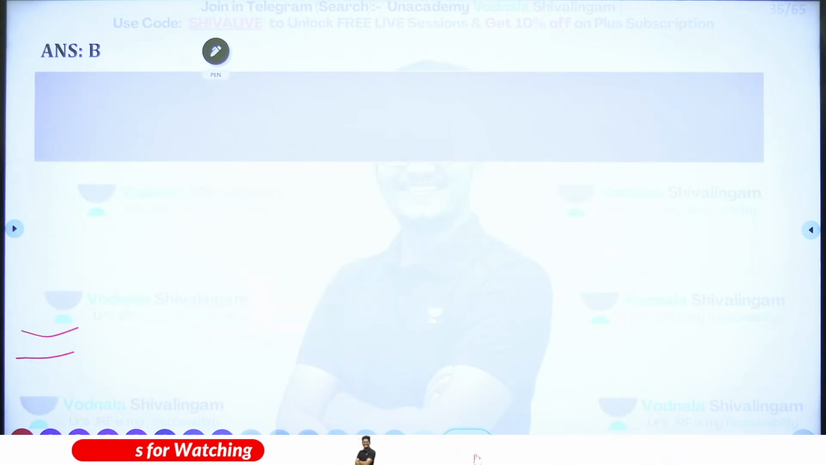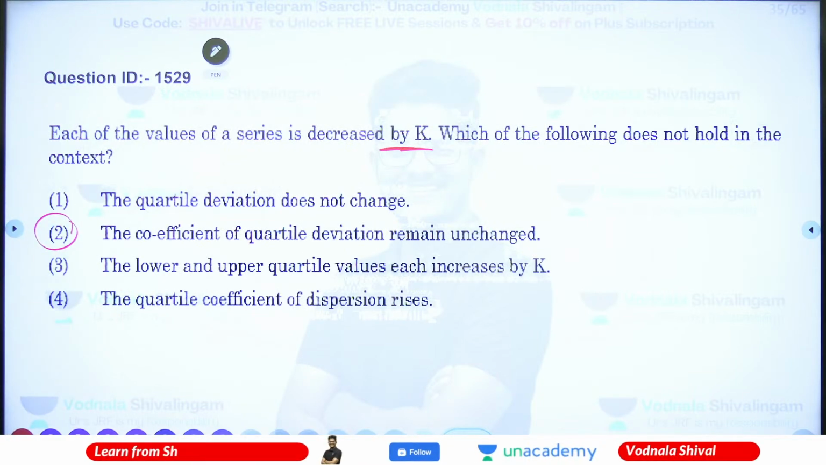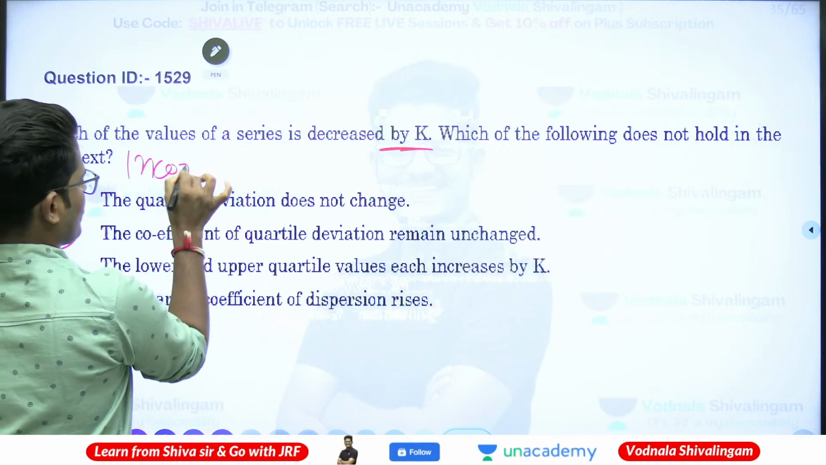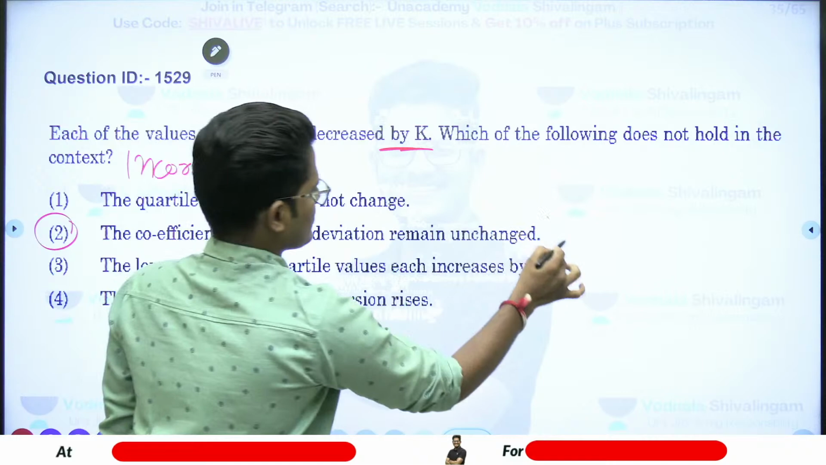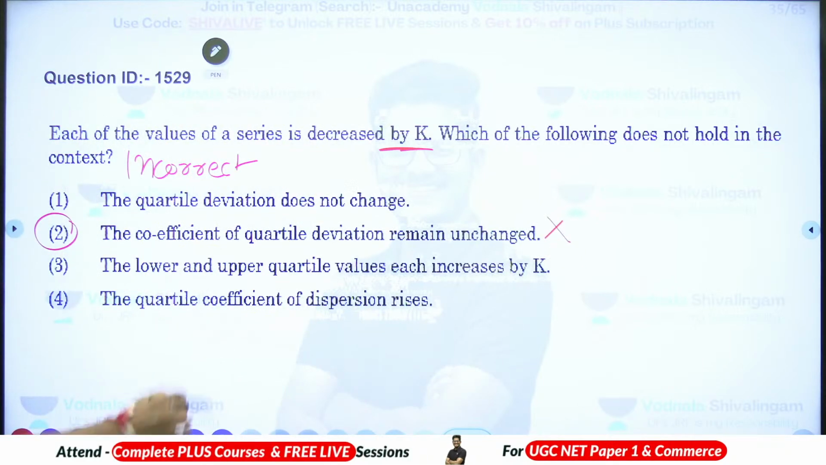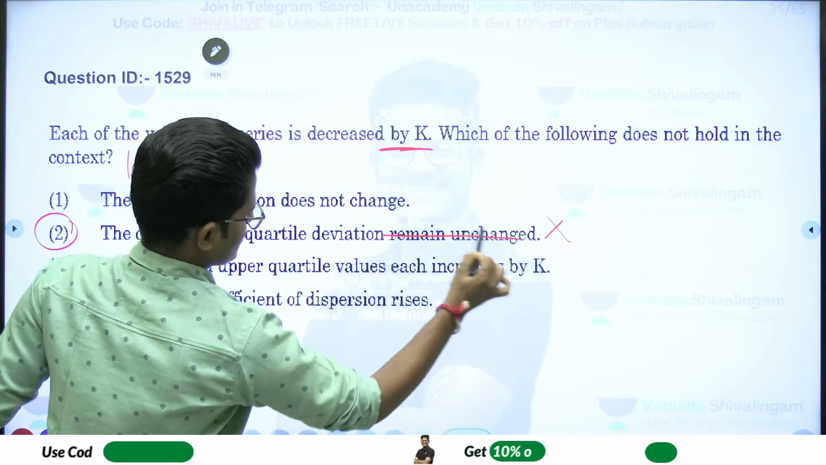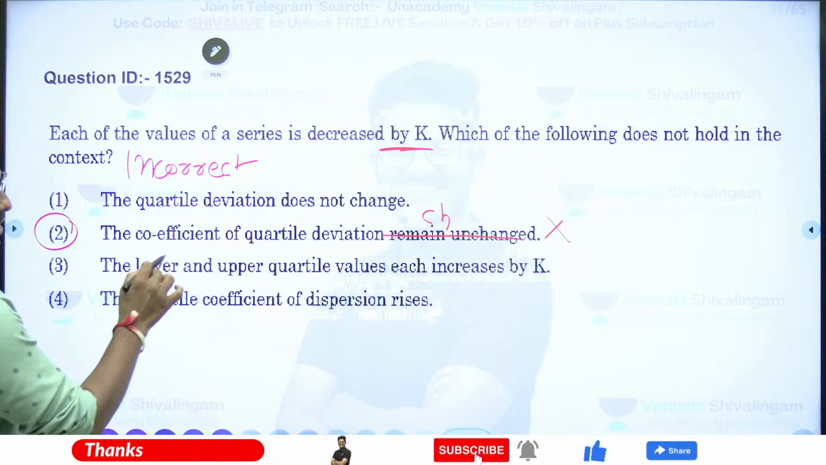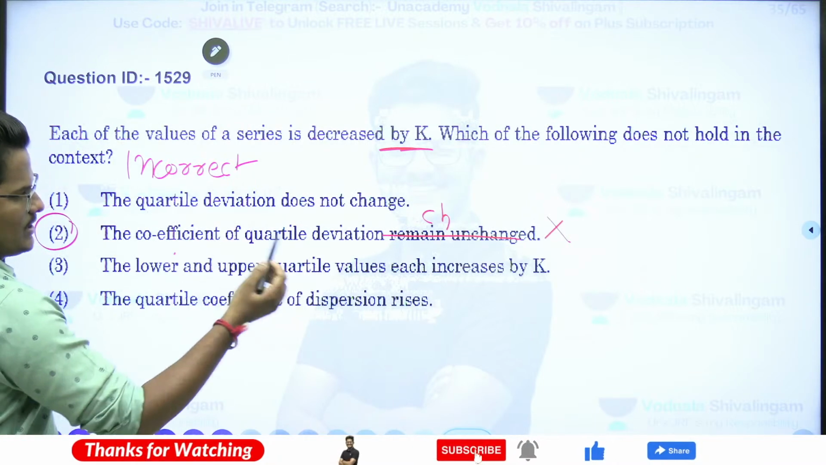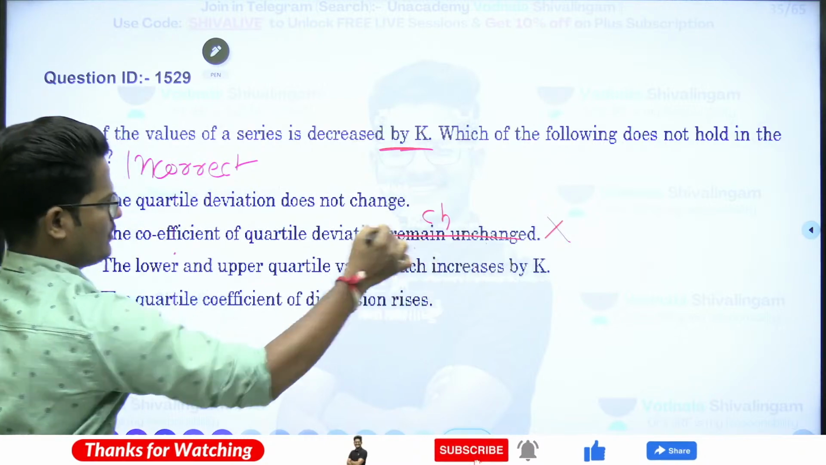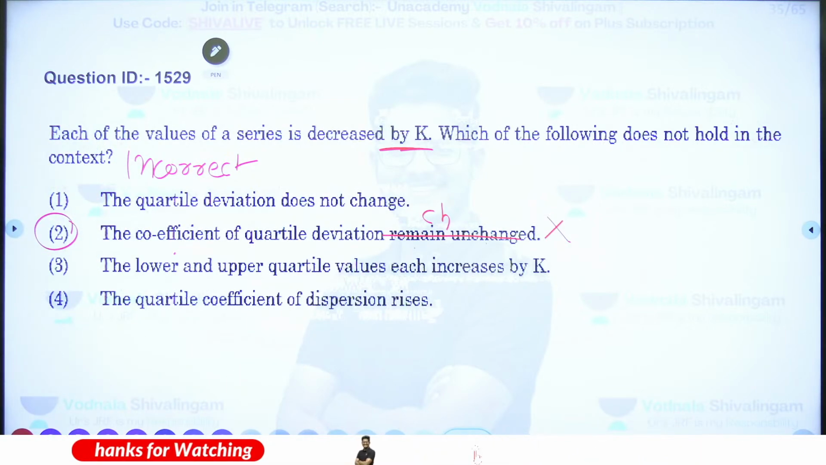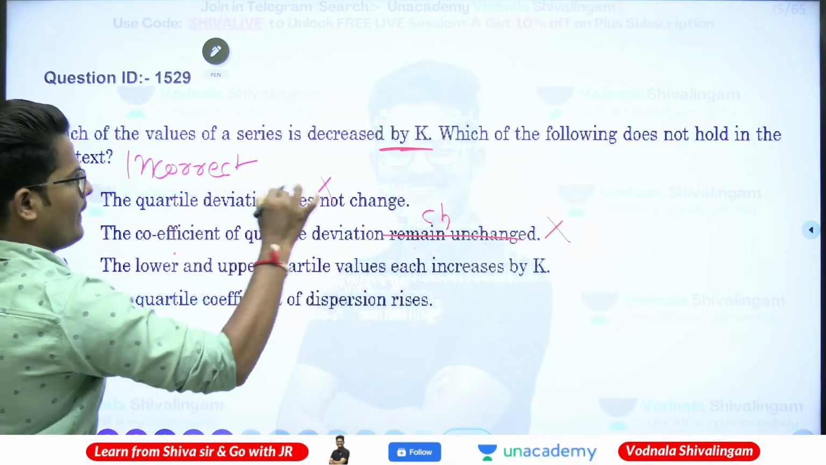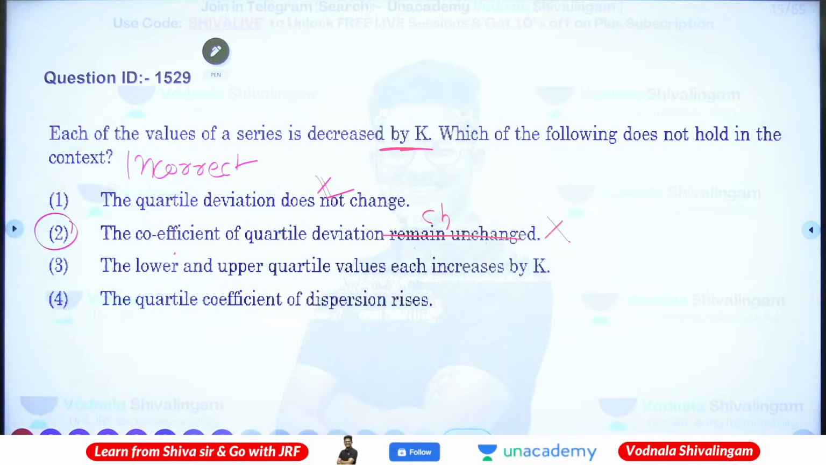So the answer for this question is B, because they are asking for the incorrect statement. Incorrect means this is not correct. Coefficient of quartile deviation remains unchanged is not correct. It is going to change. Quartile deviation is not going to change, but the coefficient is getting changed. So the coefficient of quartile deviation is going to change, and quartile deviation is not going to change is correct.